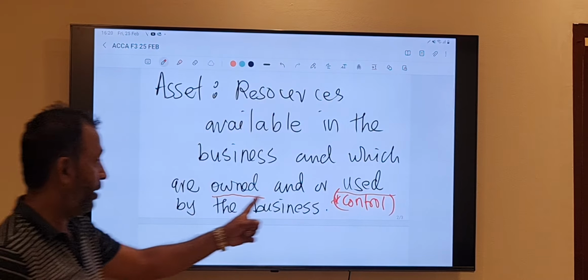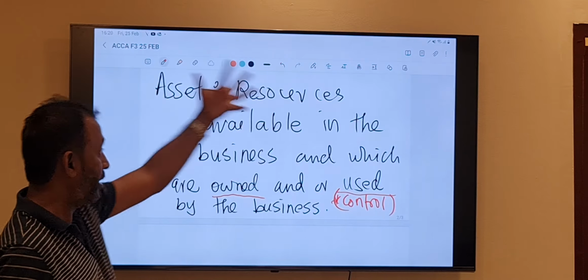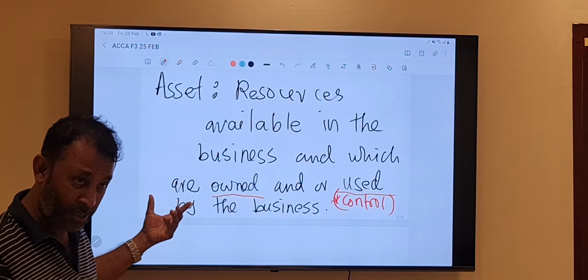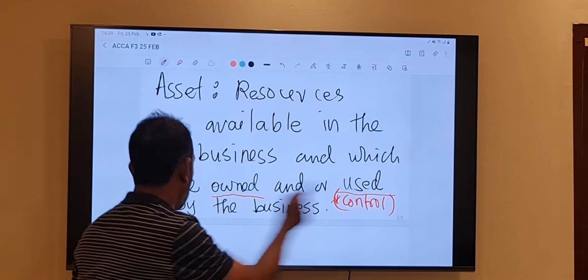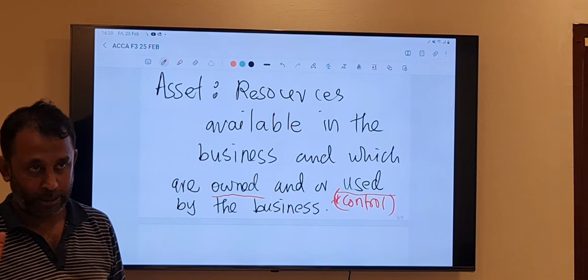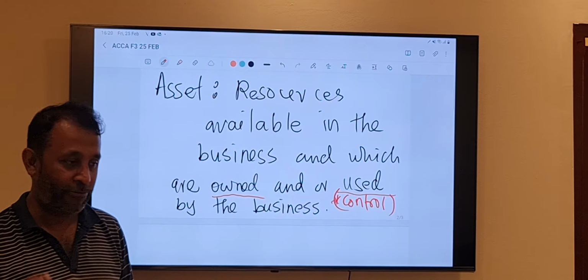So therefore, assets are resources available in the business, which must be owned by the business and used or controlled by the business. Understood? Right? Yes, okay. Okay. Now example. Can we write examples?